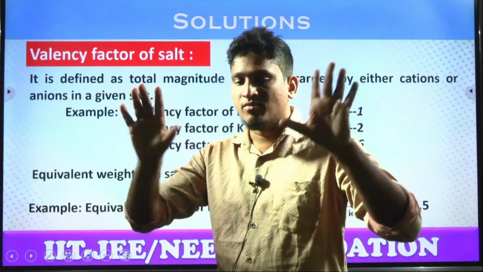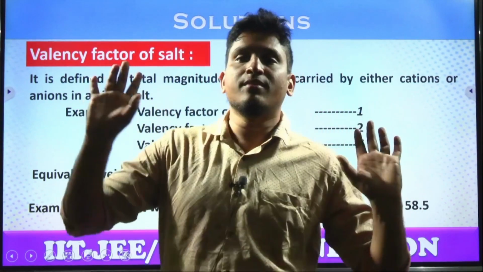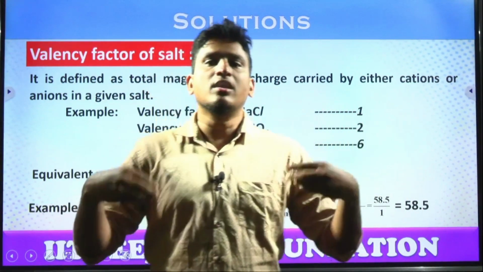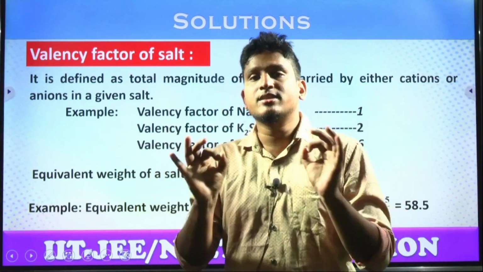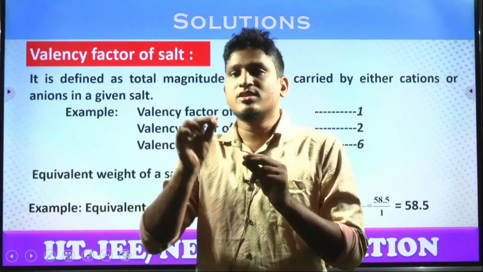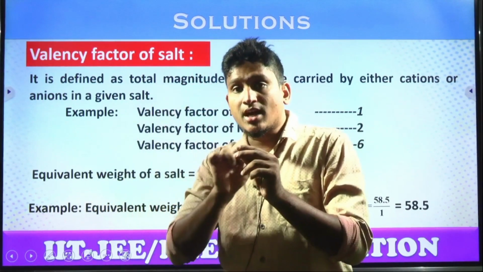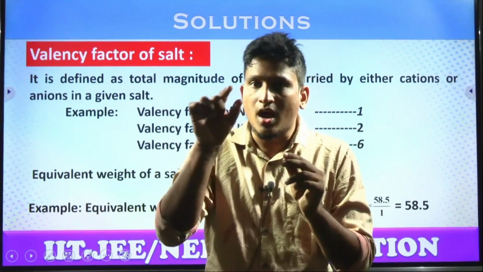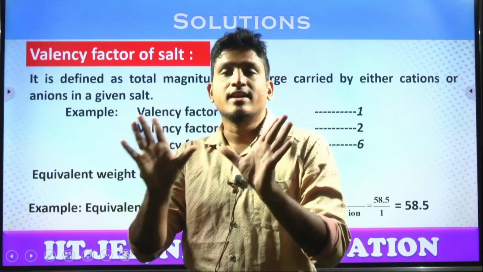Got the clarity? Once again I am repeating, students. Equivalent weight you can find from the molecular weight by the valency factor. This valency factor depends upon the number of H+ ions released by an acid, the number of OH- ions released by a base, or the total charge on a cation or anion. That is the valency factor.